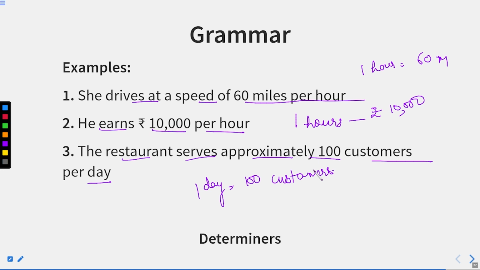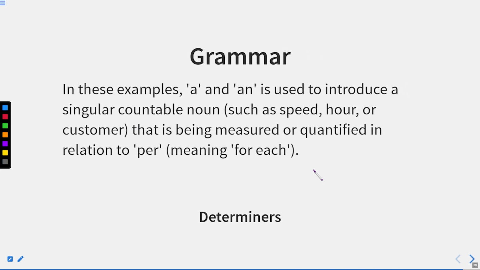Now there are many other rules as well, which we will discuss in the next session. In these examples, a and an are used to introduce a singular countable noun such as speed, hour or customer that is being measured or quantified in relation to per, meaning for each. So these were some structures and rules for the usage of indefinite articles. Well, there is much more to read, which we will discuss in the next class.